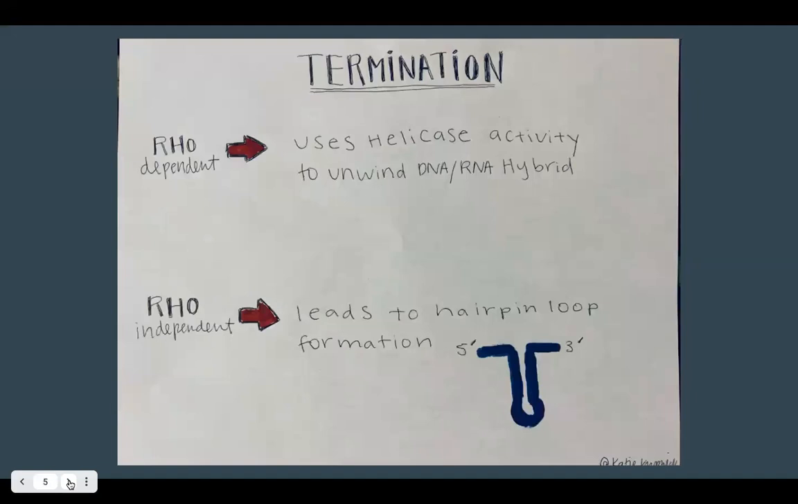Finally, we have termination, which has 2 main pathways: the rho-dependent or direct repeat, which uses helicase to unwind the DNA-RNA hybrid, thus ending transcription, or rho-independent or inverted repeat, which leads to hairpin loop formation in RNA, which signals the end of transcription. Hairpin loops are followed by a string of adenine called poly A tails, which allows for dissociation of the RNA strand.